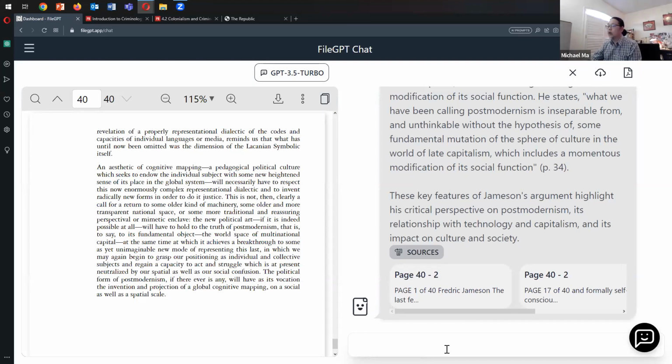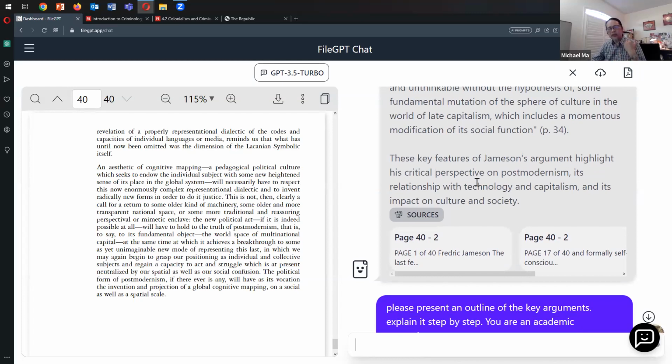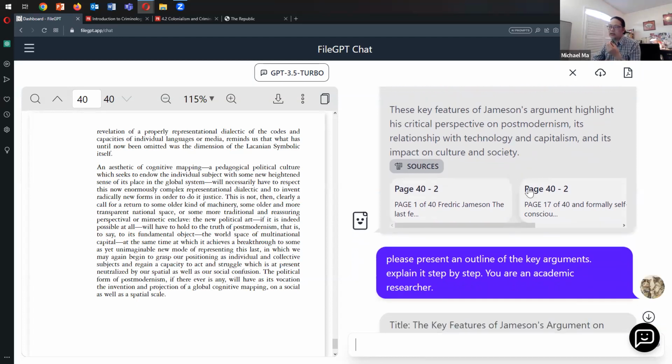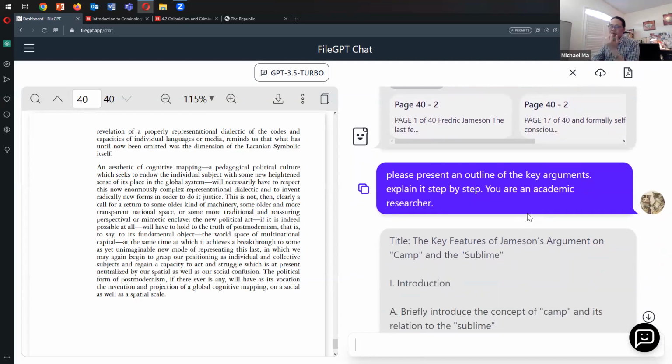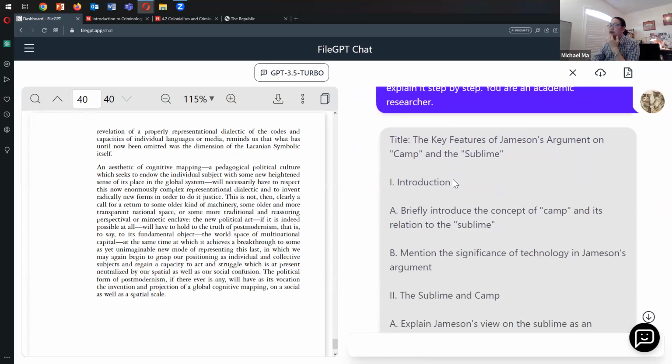Yeah, and one could also say, please present an outline of the key arguments, explained step by step. You are an academic researcher. Let's see what it says with that. So again, it's about the specificity of the prompt. It's about asking the machine to explain something in a very clear and step-by-step fashion. That's, I think, very useful. That's a useful application of any interface with ChatGPT.